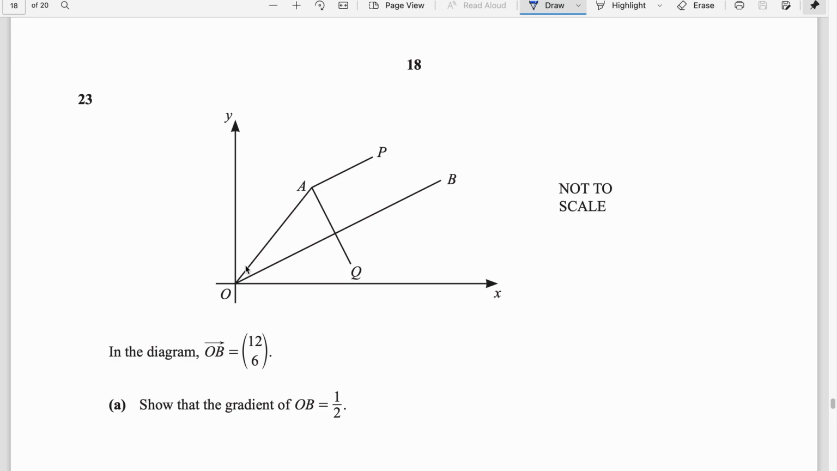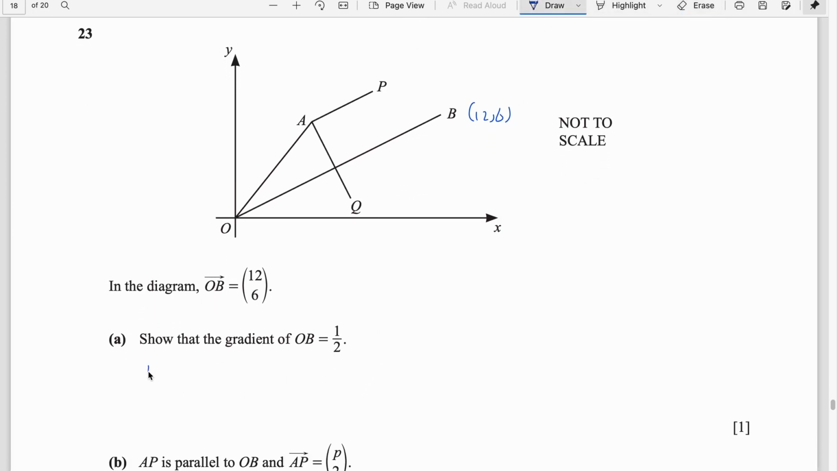Question number 23. In the diagram, OB is (12, 6), so we can also write it as 12,6 for OB. Show that the gradient of OB is 1/2. The gradient is (y2 minus y1) over (x2 minus x1), and we are dealing with point B and the origin. So (y2 minus y1) over (x2 minus x1), 6 by 12 is 1/2.